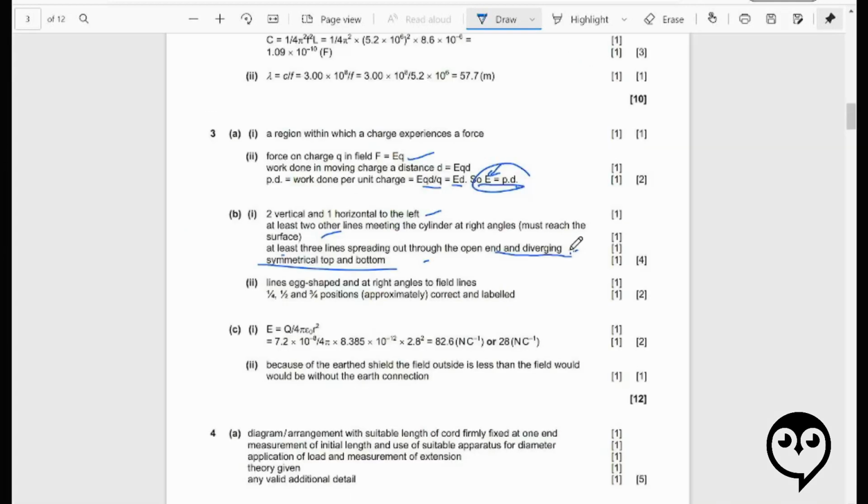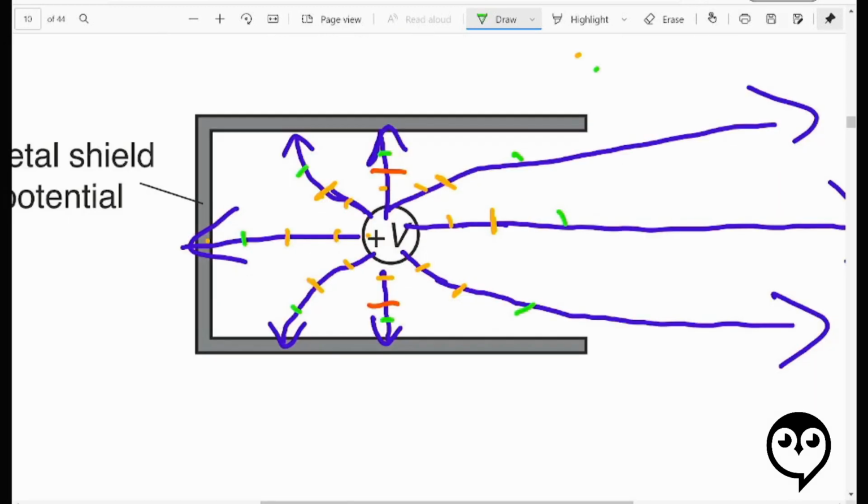They say lines egg-shaped and at right angles to the field lines, so we've done that. And the position's correct and labeled. Okay, so I didn't go out and label these. I don't know if you connect these lines and say, hey, that's the 3/4. You can see they're egg-shaped, but that's a general idea.